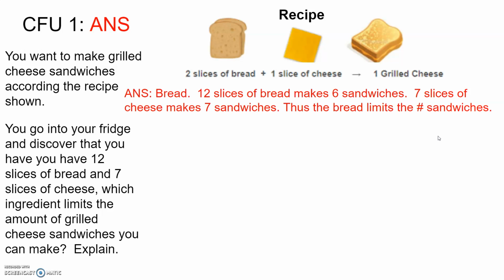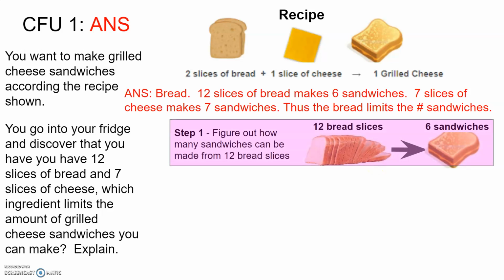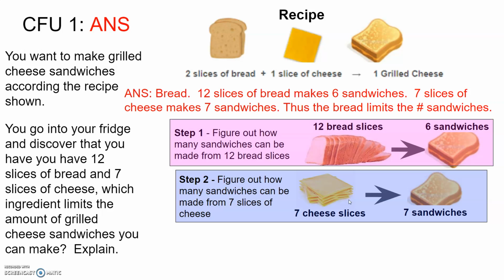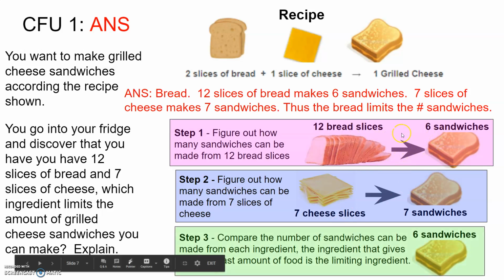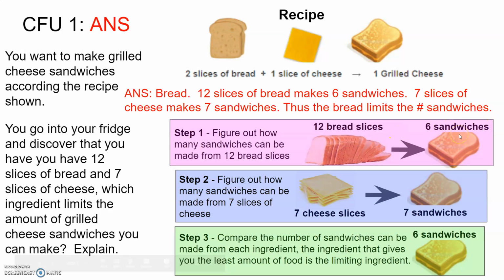All right, the answer should be the 12 slices of bread. So let's think about how we can explain this. If we look at the 12 slices of bread, according to this recipe, 2 slices of bread makes 1 grilled cheese. So 12 slices of bread would make 6 grilled cheese sandwiches. If we look at the cheese, 1 slice of cheese will make 1 grilled cheese sandwich according to the recipe. Therefore, 7 slices of cheese will make 7 sandwiches. Well, the fact is you cannot make more food than you have. So your reaction is limited by the 12 slices of bread because it can only make 6 sandwiches. After you make those 6 sandwiches, you run out of bread, you can't make any more.